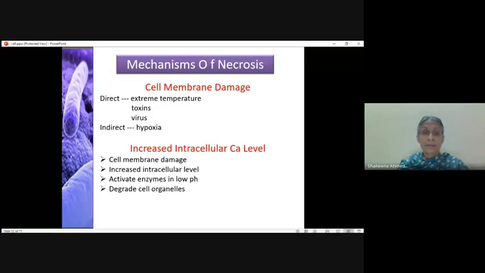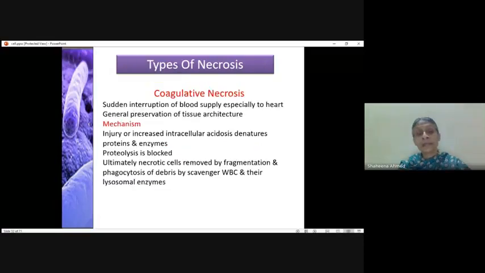Then there are components which damage your cell membrane, like extreme temperature, toxins, virus, hypoxia, and increased intracellular calcium levels. Again, if calcium level is increased due to any reason, calcium is a positive ion which decreases the pH. Whenever the pH is decreased, the lysosomal enzymes are going to be released. When they are released, your cell membrane integrity is destroyed, due to which there is going to be cell death.